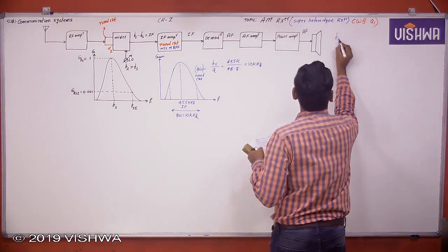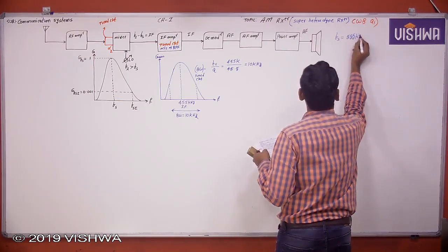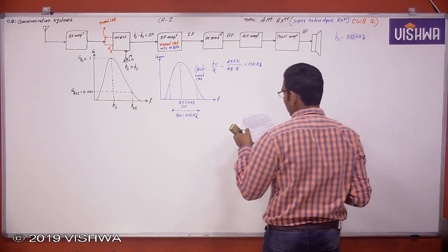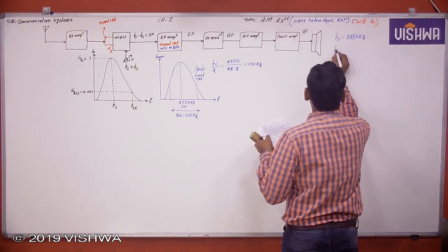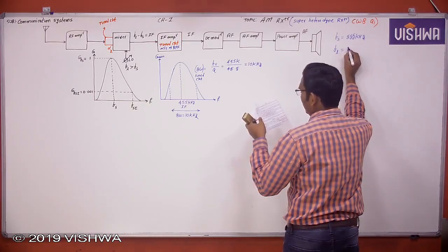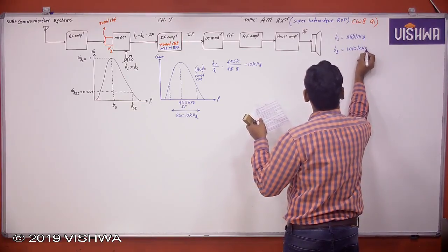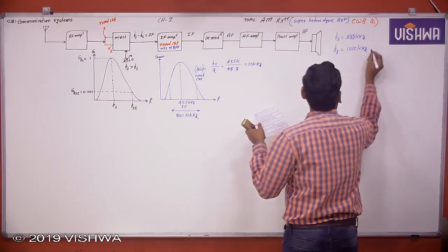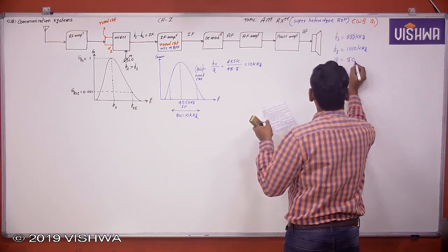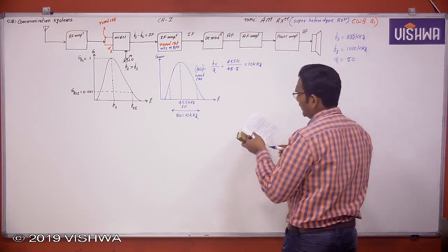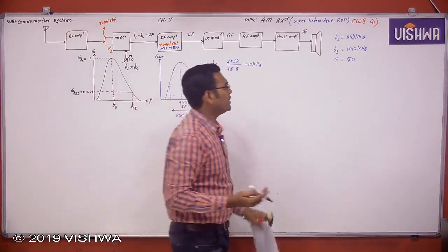Means FS is 555 kilohertz, and the local oscillator frequency is adjusted to 1010 kilohertz. Here the local oscillator frequency is also given, not required but given. The quality factor of the tuned circuit is 50. Determine intermediate frequency, image frequency, image rejection ratio.